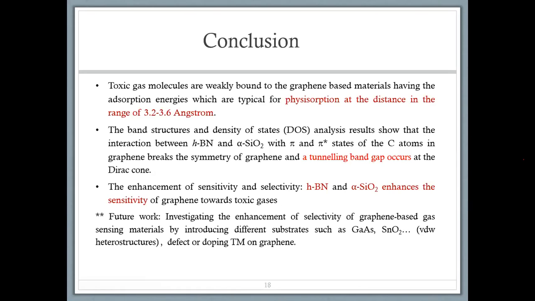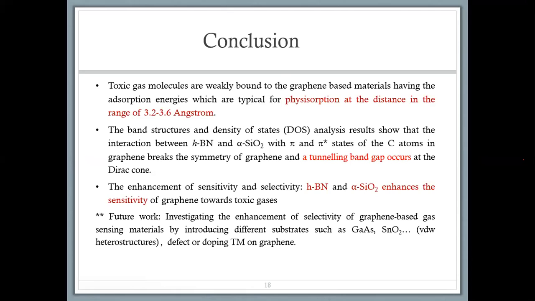The band structures and density of states results show that the interaction between graphene and substrate breaks the symmetry of graphene and a narrow band gap appears at the Dirac point. And we also discussed the enhancement of sensitivity and selectivity, from which we can conclude that by putting graphene on the substrate, we can enhance the sensitivity. So that means we can use this for gas sensing device applications.